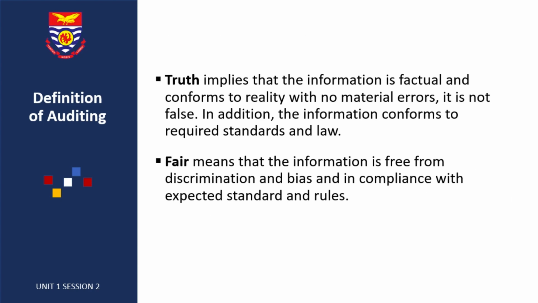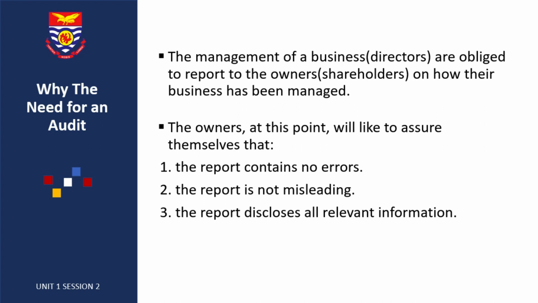Now, truth. When we say truth, what does it mean? Truth implies that the information is factual and conforms to reality with no material errors. It is not false, and in addition, the information conforms to the required standards and law. Fair means that the information is free from discrimination and bias and in compliance with expected standards and rules. So these are the terms we have in the definition, and they have all been explained.